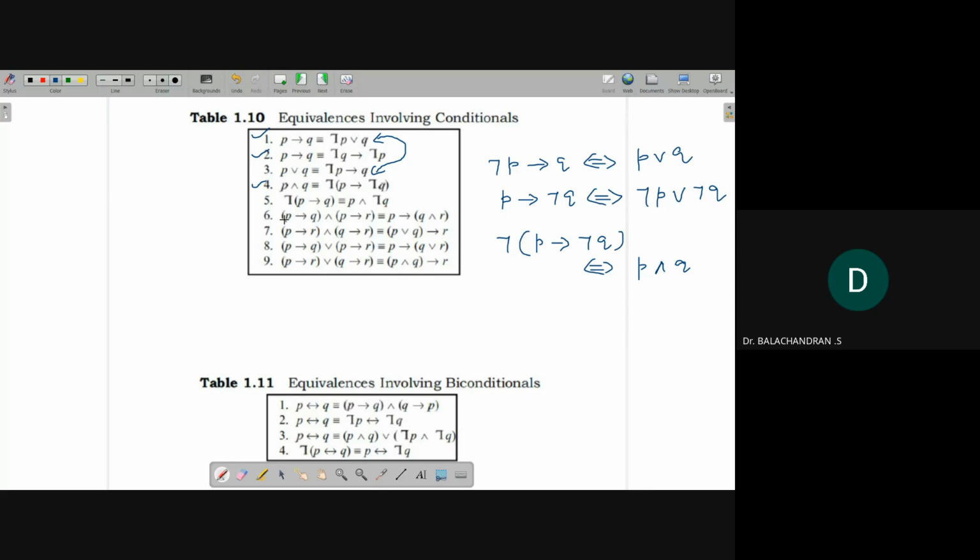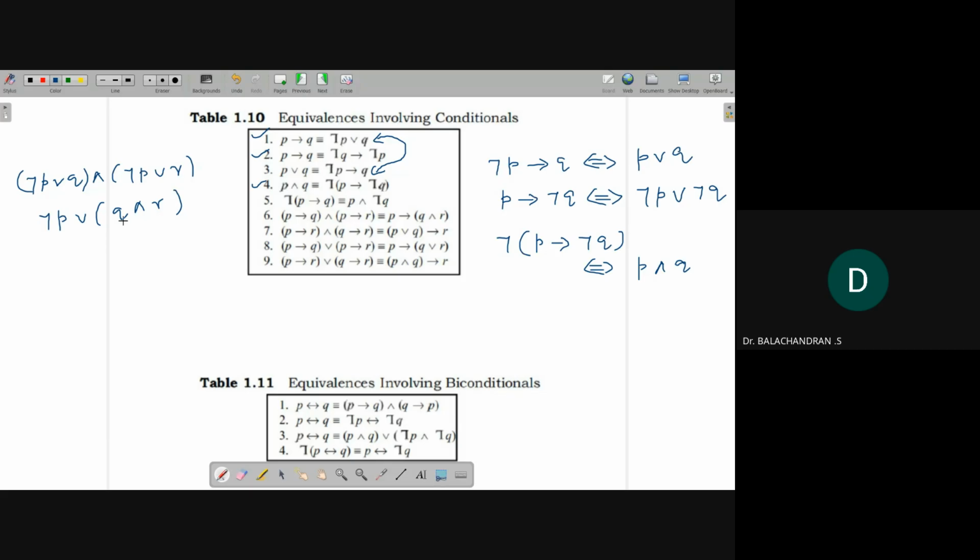Sixth one: P implies Q and P implies R is equivalent to P implies Q and R. So how to remember this? P implies Q, you can write as negation P or Q. And P implies R, you can write as negation P or R. Now I'll use the distributive law: negation P or Q and R.